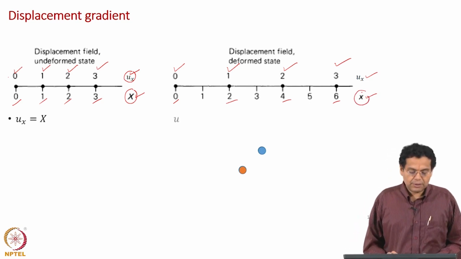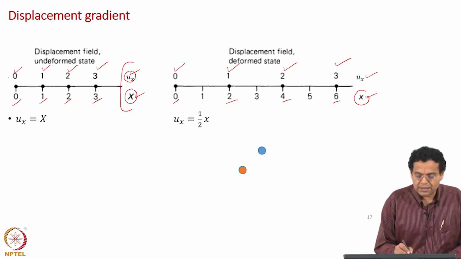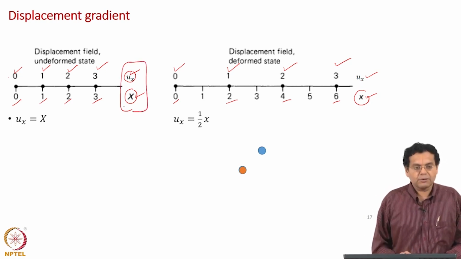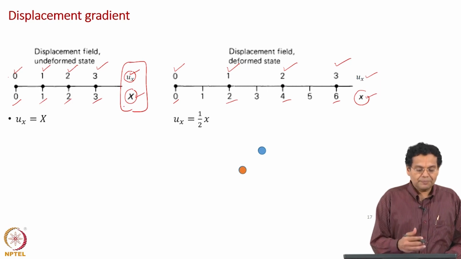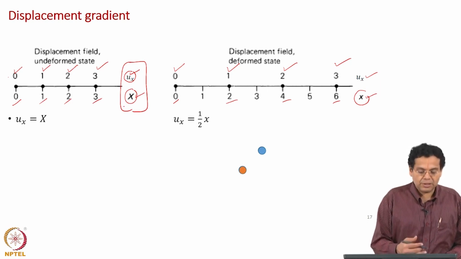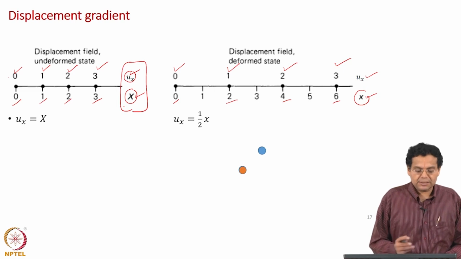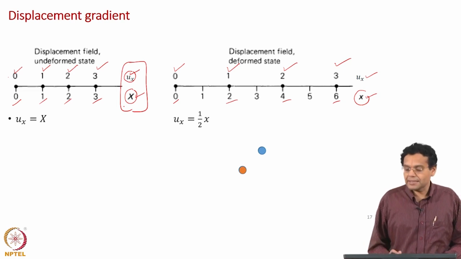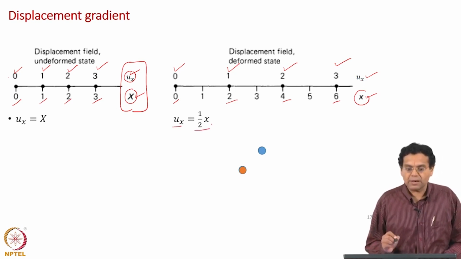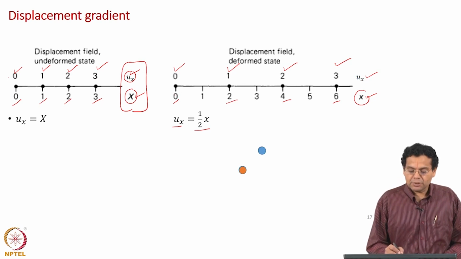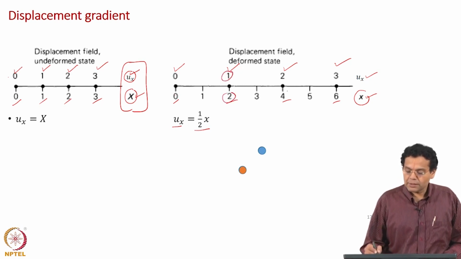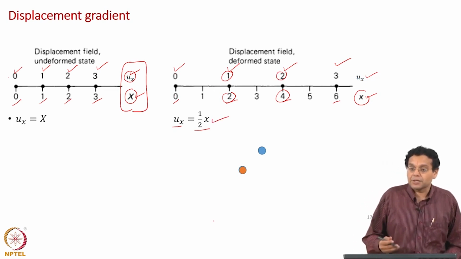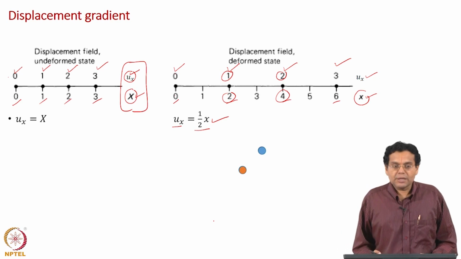So, u x is equal to, if you want to relate these two, what is the relationship? Very clear, u x is equal to capital X. At 0 you have 0 displacement, at 1 you have displacement 1. So, just u x equal to x. On the right hand side, the displacement is half the new coordinate position. So, u x is equal to half of small x. For 0 you have 0, for 2 you have 1, for 4 you have 2. So, the relationship which connects the displacement and the new coordinate is u x equal to half x.